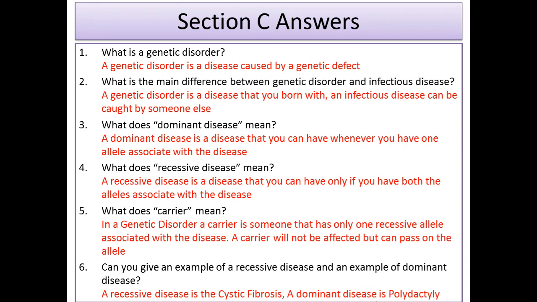What does carrier mean? In a genetic disorder, a carrier is someone that has only one recessive allele associated with the disease. A carrier, this is important, will not be affected but can pass on the allele. They will have just one of the two recessive alleles, so one is not enough if it is a recessive allele, so it won't show the disease, but can pass on that allele to the next generation. Can you give an example of a recessive disease and an example of dominant disease? Recessive, cystic fibrosis; dominant, polydactyly.